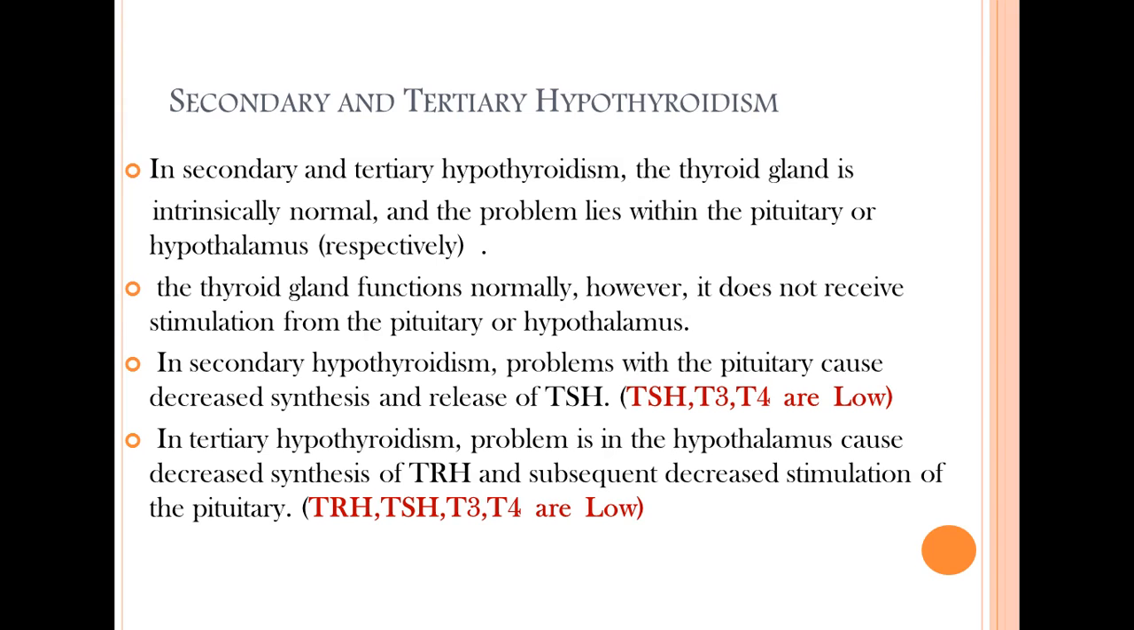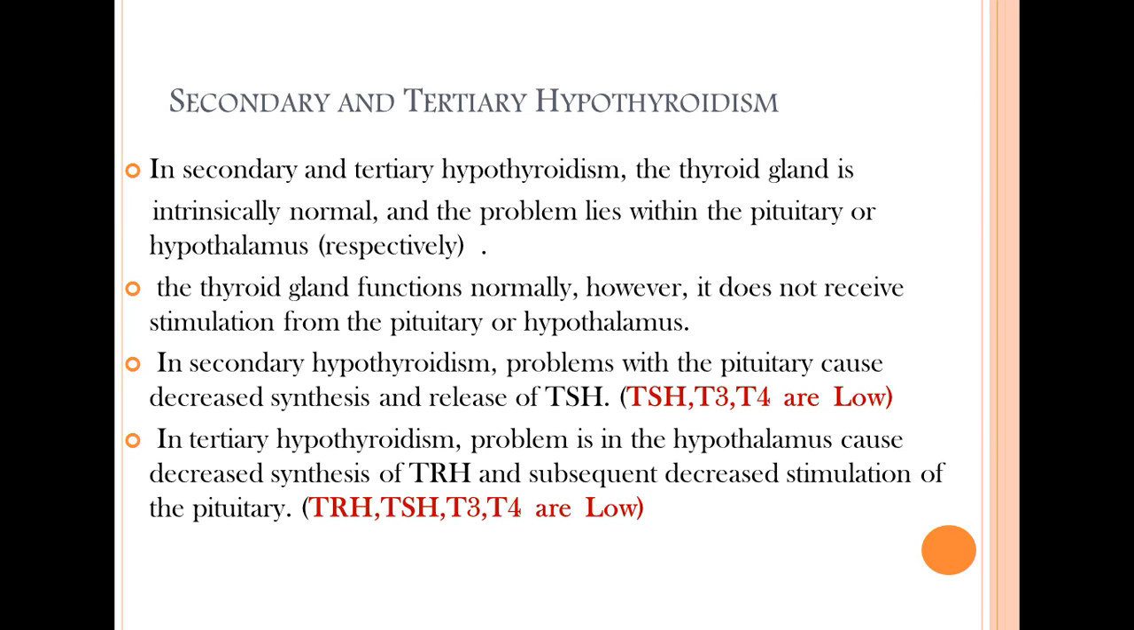In case of secondary and tertiary hypothyroidism, the thyroid gland is usually normal, and the problem lies either in the pituitary gland in case of secondary, or in the hypothalamus in case of tertiary defect. The thyroid can function normally, but it doesn't receive stimulation by the thyroid stimulating hormone from the pituitary, or the thyroid releasing hormone from the hypothalamus will be defective or low, and so the TSH will be low, and finally the thyroid gland will be affected.